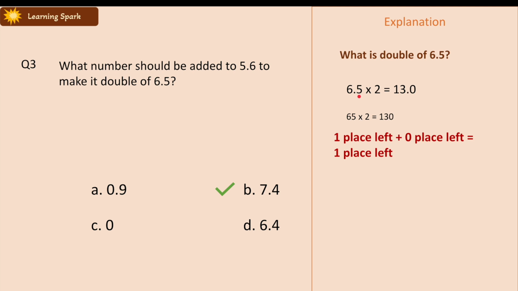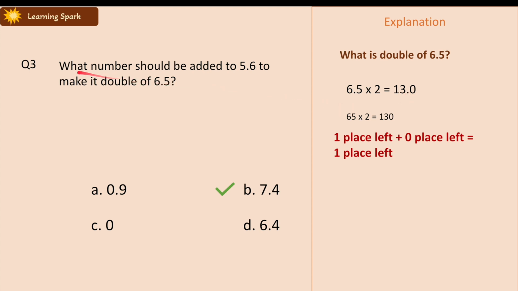It is one place towards the left from the right. And in the other number there is no decimal point, so it is 0 places towards the left. So 1 plus 0 equals 1. In the final answer also, the decimal point will be 1 place towards the left from the right. And so it makes 13. The 130 becomes 13 when you do that.